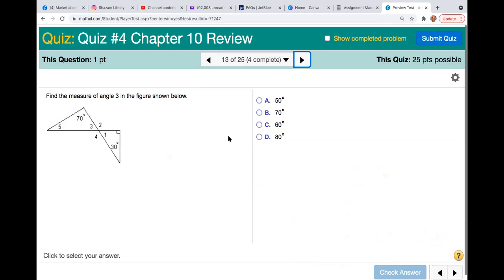All right, guys, I'm moving on to this one right here. They want us to find the measure of angle 3. Are you guys ready? I'm redrawing so I can have a better view.